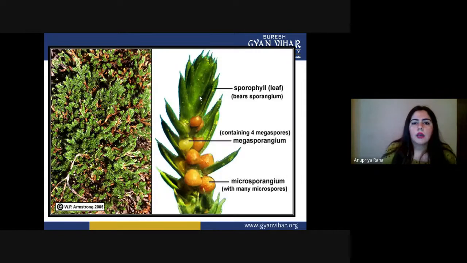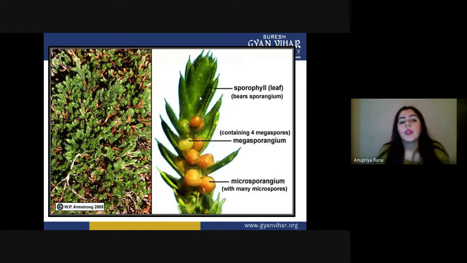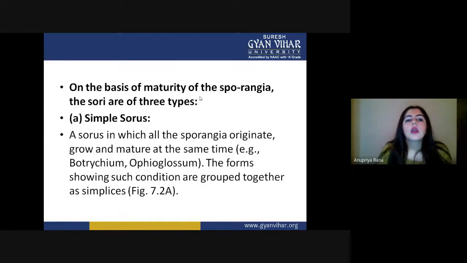And I didn't tell you about leptosporangia. Eusporangia are formed by the grouping of cells. Leptosporangia develop from a single cell. One single cell is going to make the whole sporangium. That is called leptosporangium. And when a group of cells forms a sporangium, that is called eusporangium. Now, on the basis of maturity of the sporangia, the sori are of three types.